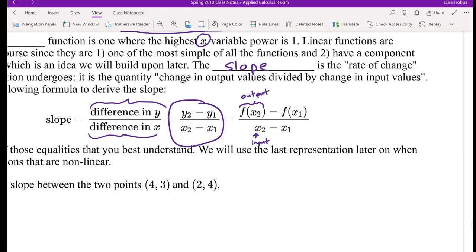If you actually have a function given, you can plug in your x and get whatever the y is, and that'll go on the top. So just keep that in mind. It may look weird in that format, but it's the same idea basically. Inputs on the bottom, outputs will be on the top.